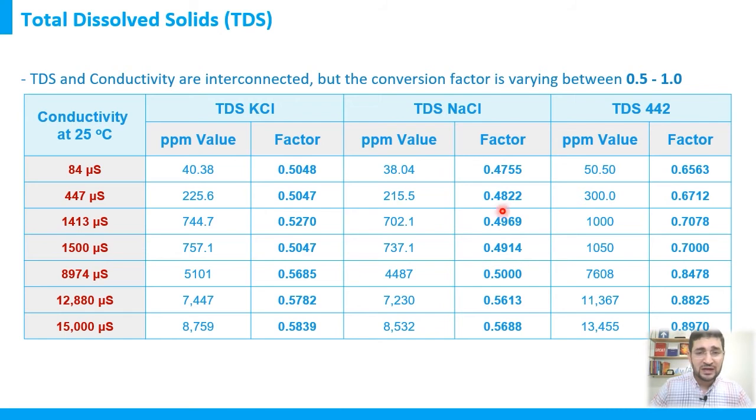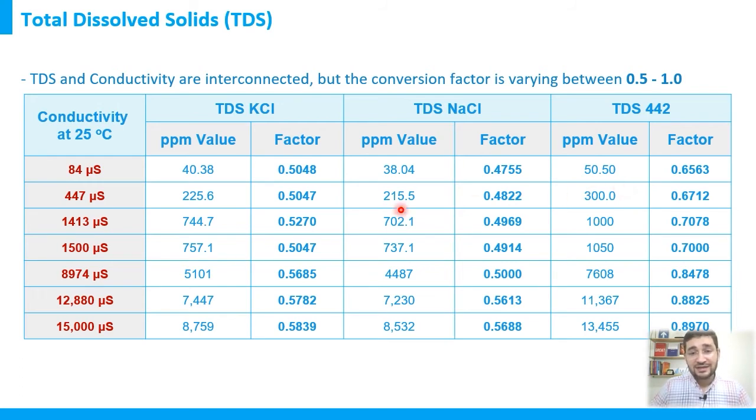Number one. Number two, let's compare the TDS for the same sample using three options. For example, we have a water sample here of 84 microsiemens per centimeter. If we did the measurement of TDS through KCl, we will get only 40 ppm. But if we did the measurement through the option of NaCl, we will get a TDS value of 38.04 ppm. So it's lower than the case of KCl. But if we did the measurement through the option of 442, we can notice that the TDS will be higher. It will be 50 ppm or milligram per liter.